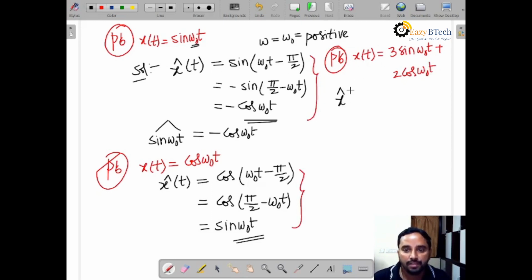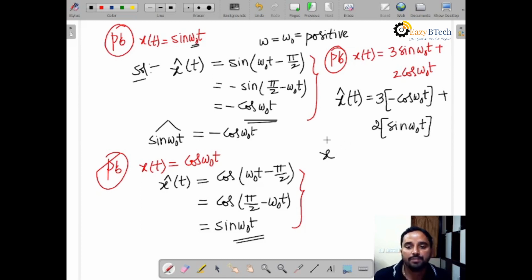So x cap of t, the Hilbert transform of this, is equal to, amplitude is the same, 3. The Hilbert transform of sin is minus cos. Therefore take here minus cos omega naught t plus, amplitude is the same, 2, the Hilbert transform of cos omega naught t, which is sin omega naught t. So this is the answer. x cap of t is equal to 2 sin omega naught t minus 3 cos omega naught t.